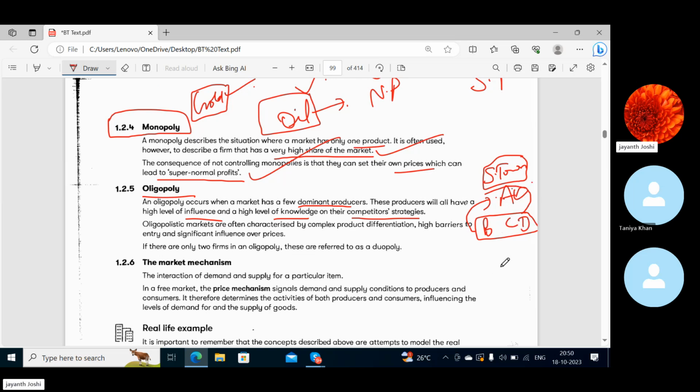A firm that wants to enter the market, firm E, and take advantage can't. Why? Because these are always dominating the market, and if he goes opposite to their strategy, he may face big losses. Oligopolistic markets are often characterized by complex product differentiation, high barriers to entry, and significant influence over prices. That means they are all closely doing the business, and they don't want anyone to enter the market. And if there are only two firms in an oligopoly, they are referred to as a duopoly.